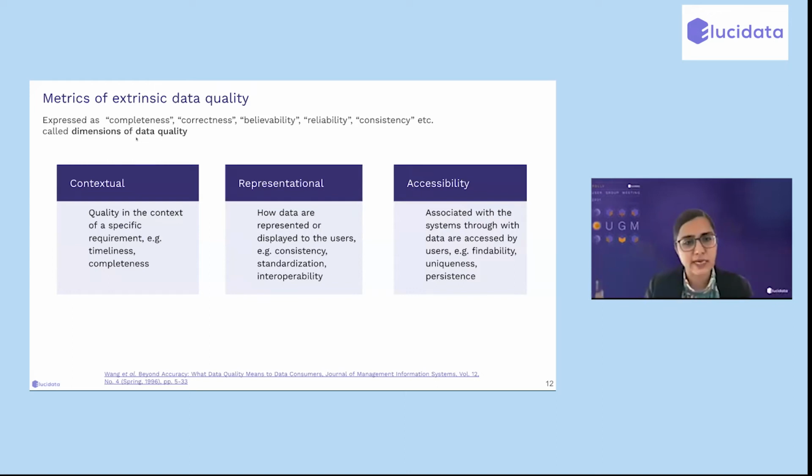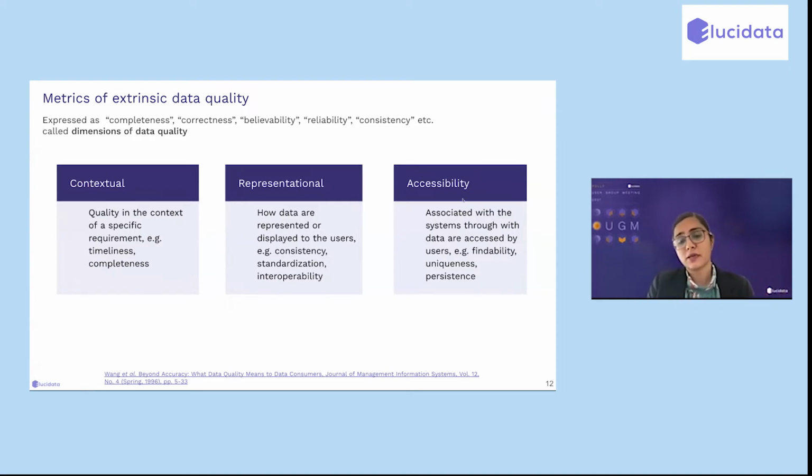And there are hundreds of these dimensions, but often they are related to one of three things. They are either contextual, so you are measuring the quality in context of something specific that you're working on, for example, timeliness or completeness in terms of information that you need. It may be representational, which means it may be related to how data are represented or displayed to users. So if you are looking at an internal database or a public database, consistency or standardization of the data that you see as a user is an example of representational extrinsic data quality.